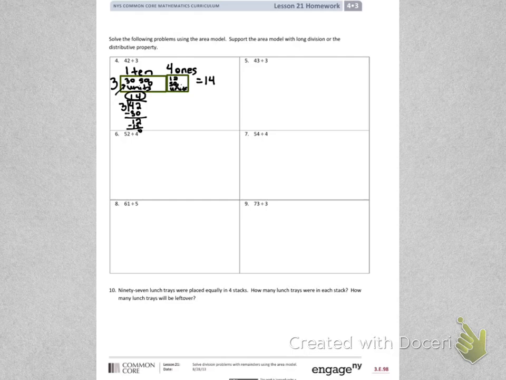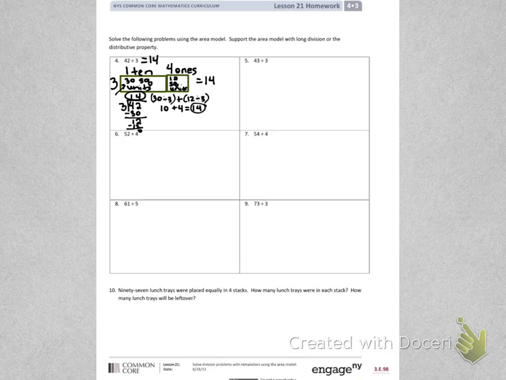Supporting the area model with the distributive property would look like this. 30 divided by 3 plus 12 divided by 3. It's taking the area and dividing by the width, added with the area divided by the width. And this makes 10 plus 4, which equals 14. So 3 ways of getting 14 as our answer to 42 divided by 3.